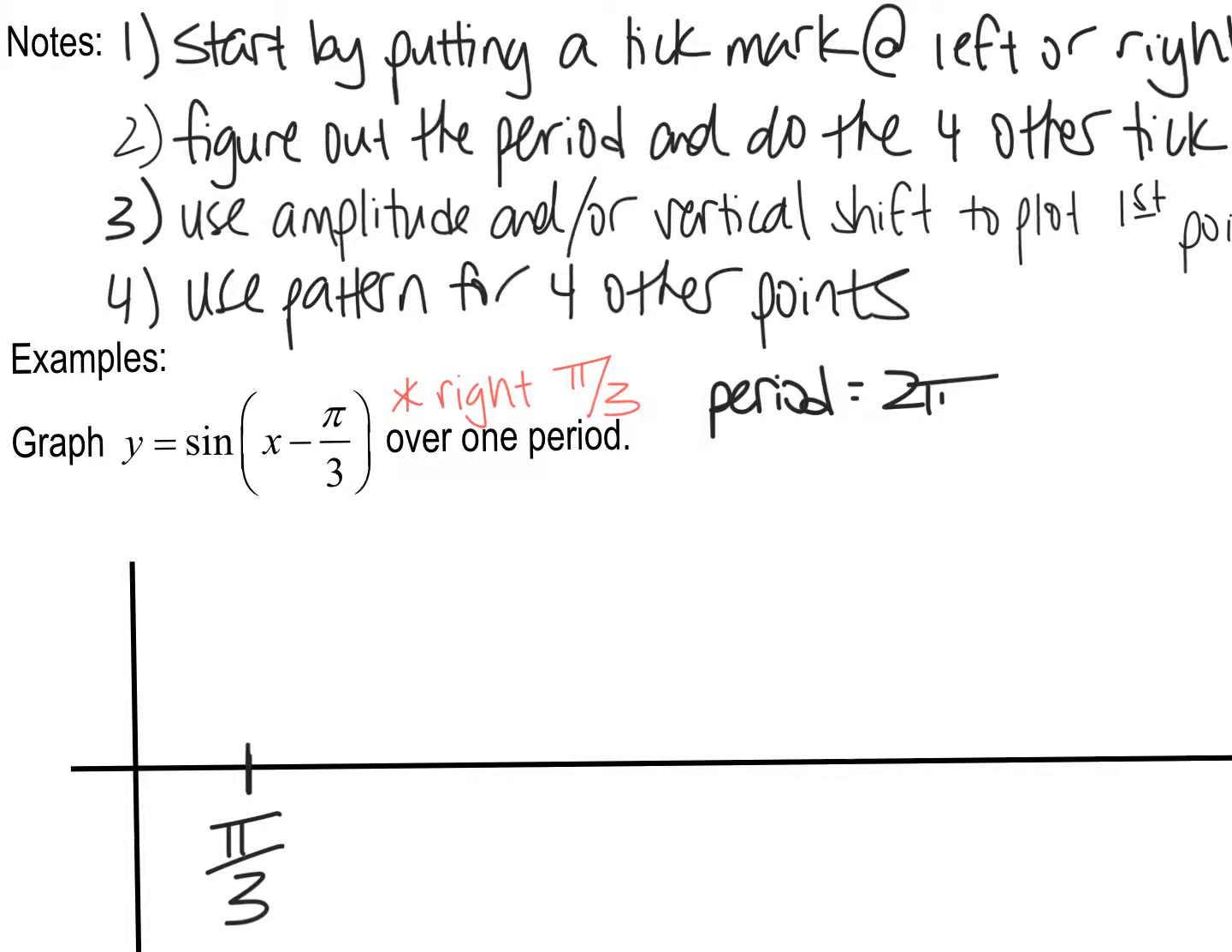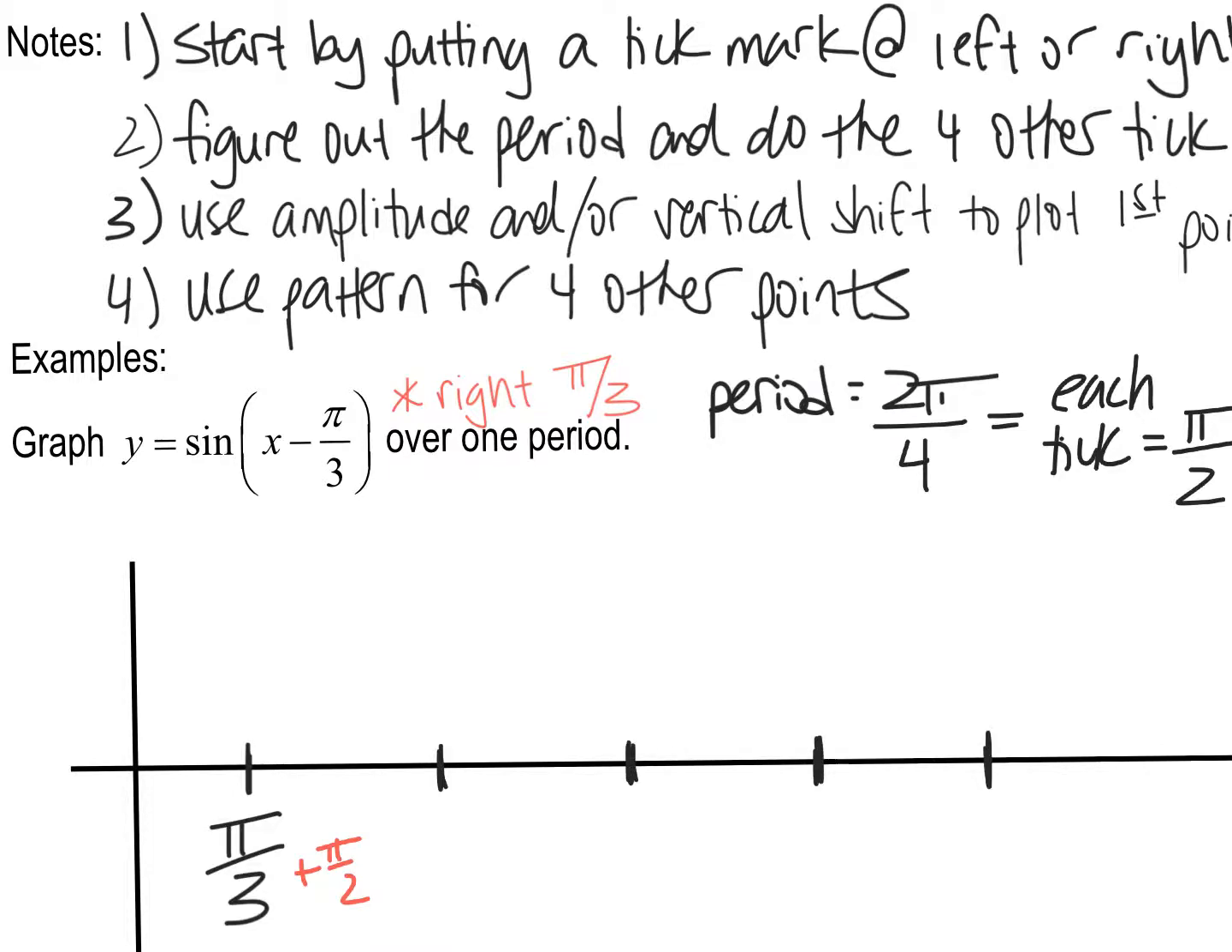So my whole period is 2 pi, and what I'm going to do is divide everything there by 4, because I need 4 other tick marks. And so that means each tick equals 2 pi divided by 4, which is pi over 2. So what I'm going to do is add pi over 2 each tick mark. So the second one is here, third one is here, fourth one is here, fifth one is here.